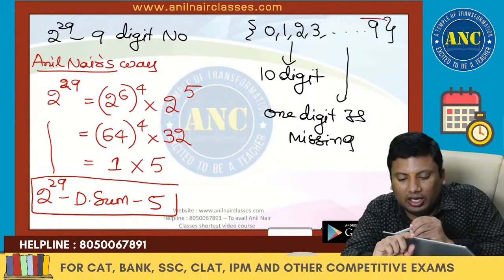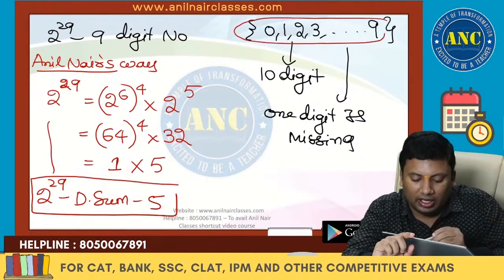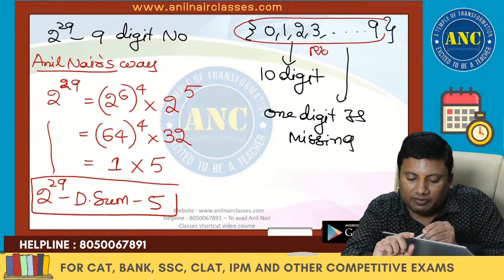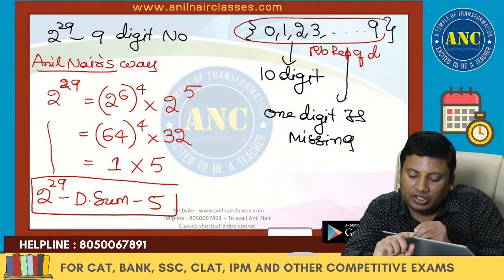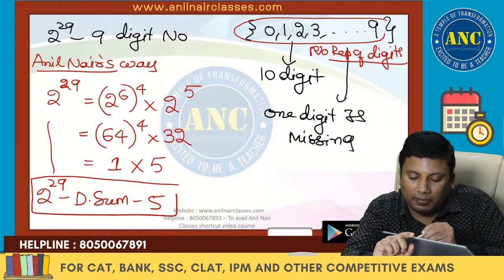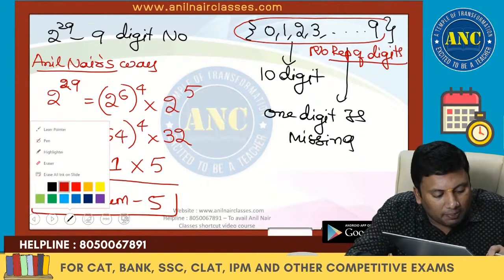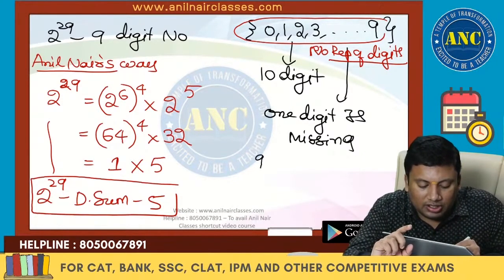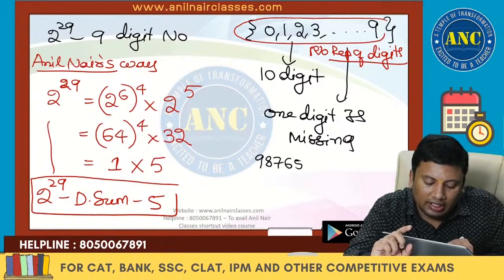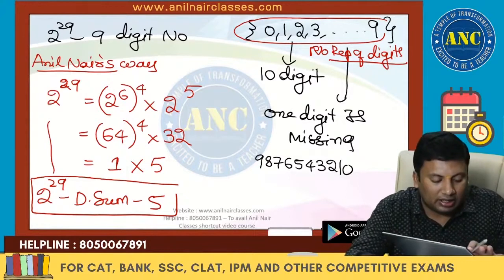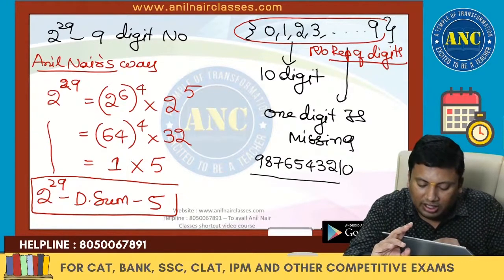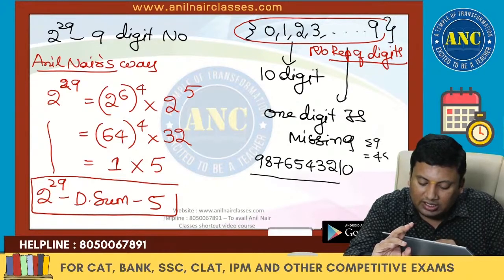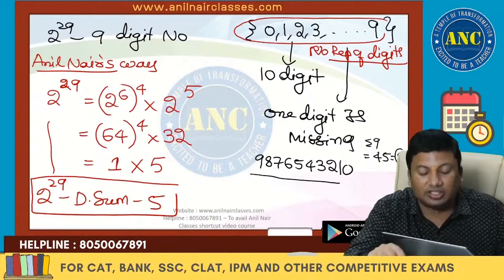Think logically. If there are digits from 0 to 9, no repetition of the digits. If the digits are not repeated, one such number could be like this, 9876543210. First I am doing for a 10-digit number, then I will come to it. What is the sum of the digits? Sum is 0 to 9, which is 45. 4 plus 5, it is 9.